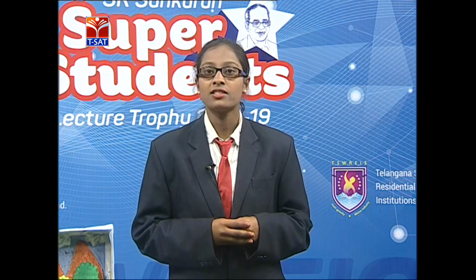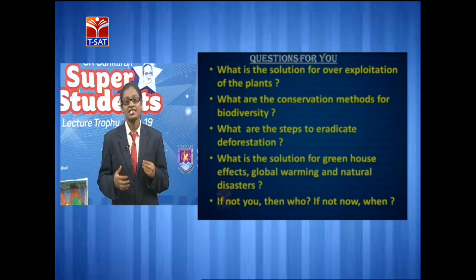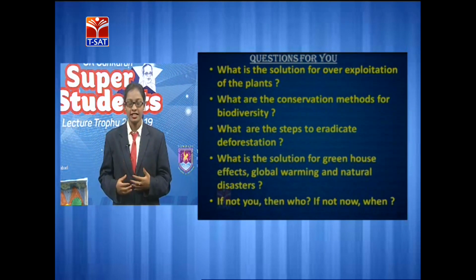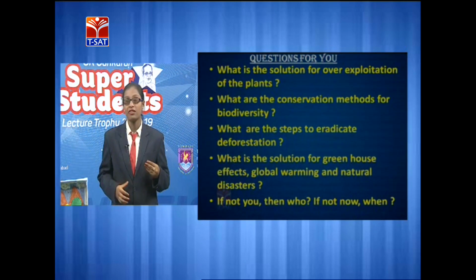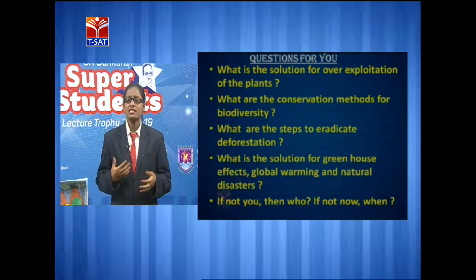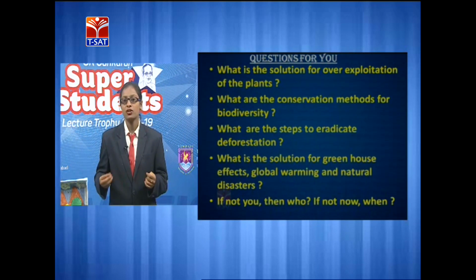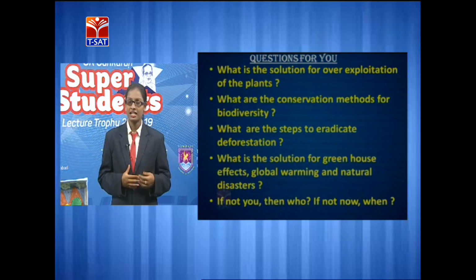I have prepared some questions for you all. What is the solution for overexploitation of the plants? Can you search for the answer and make use of it, and I'll say the answer in the end. And next question, what are the conservation methods for biodiversity? To conserve biodiversity, we should plant trees and so on. And the next question is, what are the steps to eradicate deforestation? And next comes the question, what is the solution for the greenhouse effect, global warming and natural disasters?